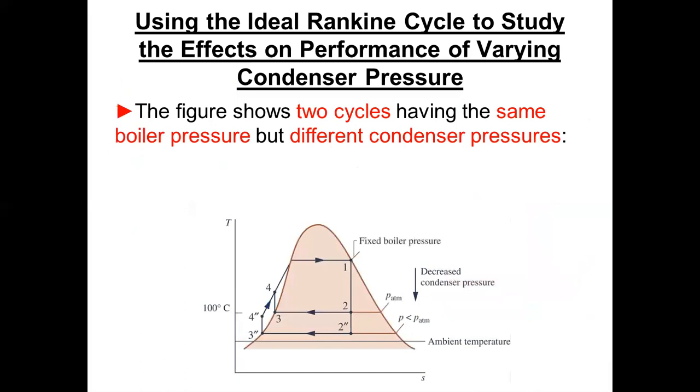Next, using the ideal Rankine cycle to study the effects of changes, we're going to vary different items in the cycle and see the impact. I'm going to stop this one at this point because I don't want this to get too long, as it makes uploading difficult. So we'll pick up here on the next one.